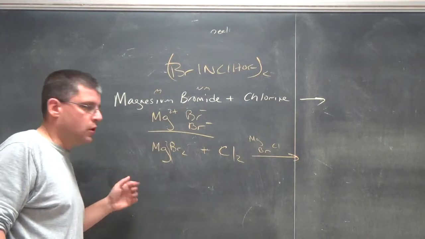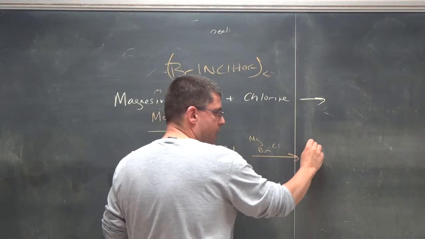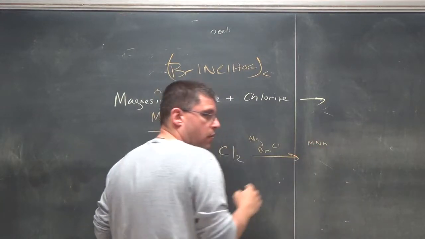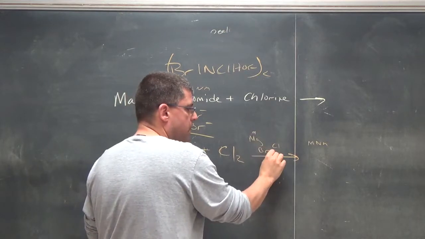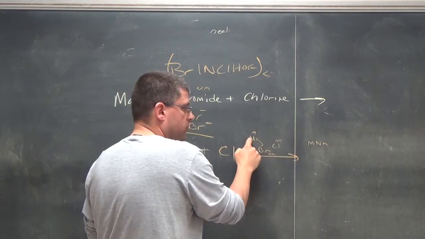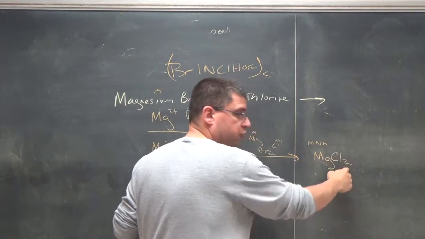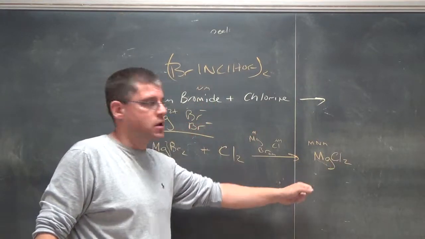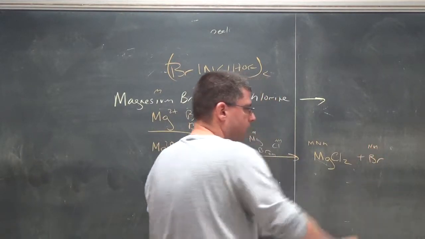So what are we going to have? Single replacement. You're going to need a metal-non-metal. So what's the metal-non-metal combination going to be? Metal, non-metal, non-metal. It's going to be Mg, magnesium chloride, Cl2. You should know how to do that. Plus bromine, non-metal. Yay, we're done.